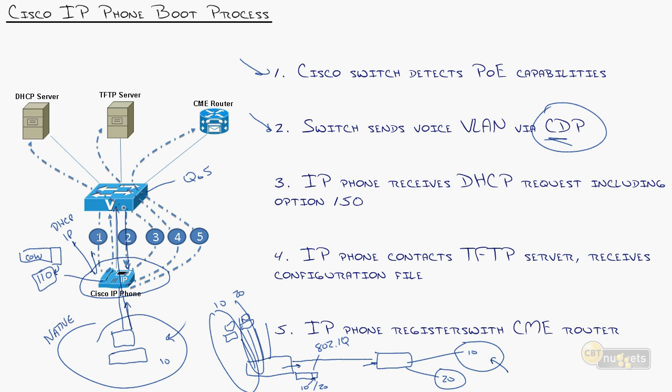So what happens is this switch delivers the phone's VLAN to it via CDP. Now the phone says, oh great, I'm on VLAN 110.